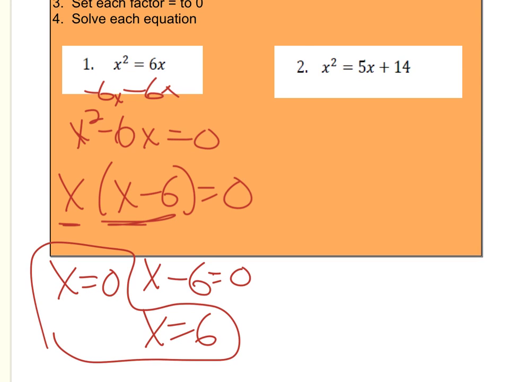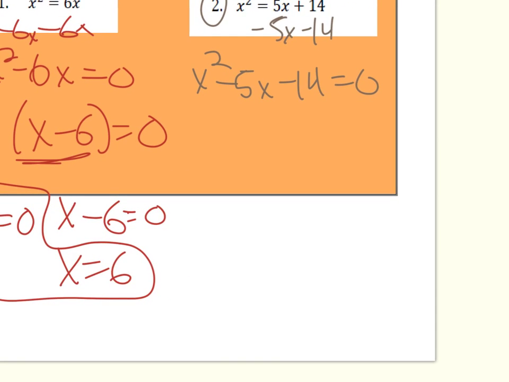So here, for number 2, I want to subtract 5x and subtract 14. So it'll be x squared minus 5x minus 14 equals 0. So then I want to factor this. So what multiplies to -14, but gives me -5 for an answer? So I'm looking around. I think -7, +2. So -7 times 2 will give me -14. -7 plus 2 will give me -5. So that's what I want to work with there.